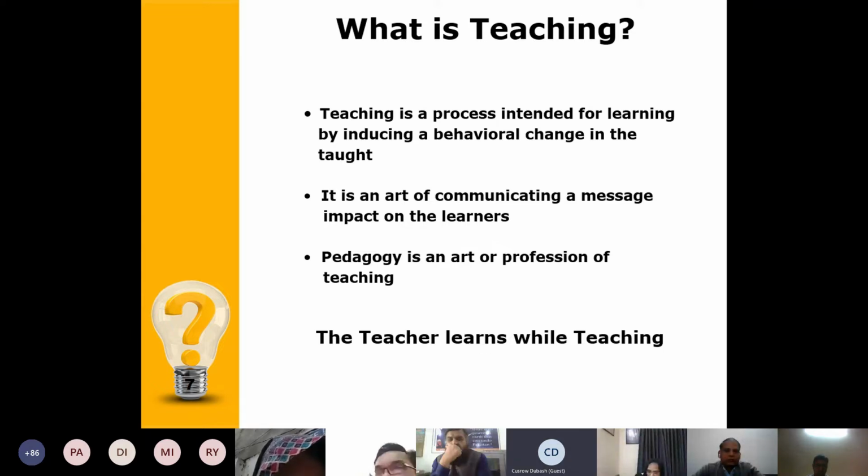Pedagogy is an art or profession of teaching. और टीचिंग, जब पेडागोजी अमूमन हम पूछते हैं ना पेडागोजी क्या है, तो लोगों के जहन में आता है टीचिंग मेथड. पेडागोजी टीचिंग मेथड से बहुत कुछ ज्यादा है. टीचिंग मेथड्स है, क्वेश्चनिंग है, क्लासरूम मैनेजमेंट है, फीडबैक मैकेनिज्म्स है, काइंड ऑफ एक्टिविटीज एंड असाइनमेंट्स है, काइंड ऑफ टेस्टिंग है, focus on students है, so the teacher learns while teaching.